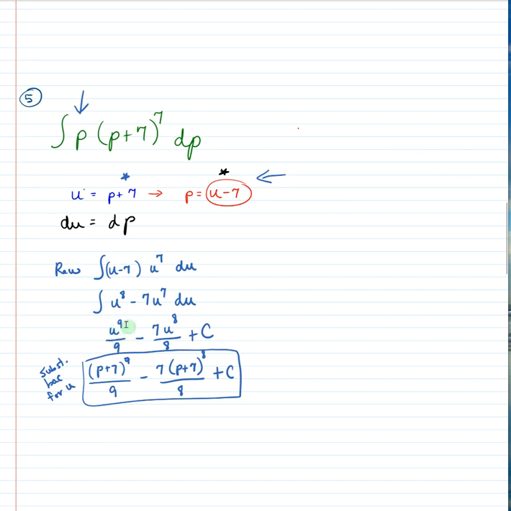So now when I integrate, I get u to the 9th over 9 minus 7u to the 8th over 8 plus c. We're going to plug back in with our u, and we have p plus 7 to the 9th over 9, and minus 7, p plus 7 to the 8th over 8 plus c. And that's our final answer for number 5.